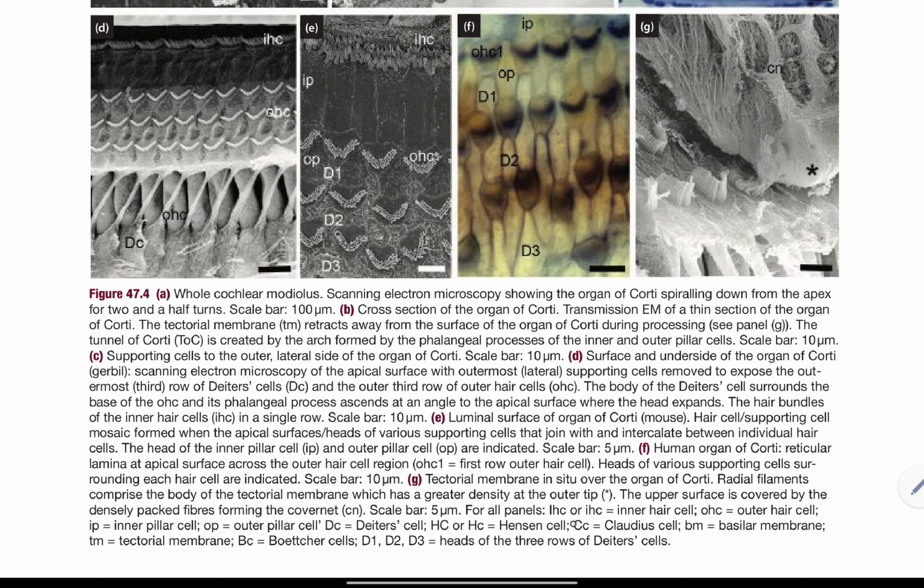For all the panels: IHC, inner hair cells; OHC, outer hair cell; IP, inner pillar cell; OP, outer pillar cell; DC, Deiters cell; HC, Hensen cell; CC, Claudius cell; BM, basement membrane; TM, tectorial membrane; BC, Boettcher cell; D1, D2, D3, heads of the three rows of Deiters cell.